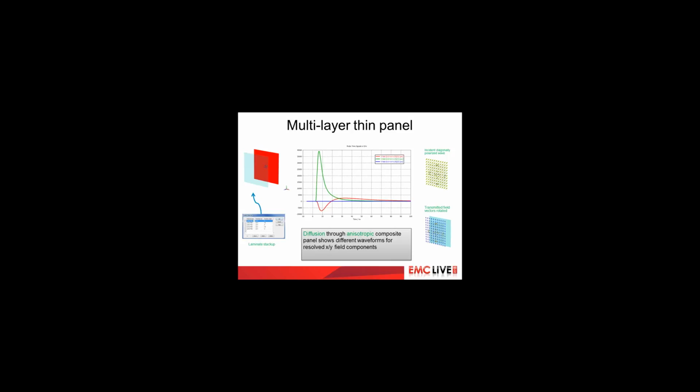We'll notice that the transmitted field on the opposite side shows that the X and Y components are different in amplitude. And this demonstrates that there's a different conductivity seen for the two orthogonal polarizations. It's also interesting that there is a phase difference between the two transmitted polarizations, and this actually leads to generation of a circular polarized wave behind the panel.